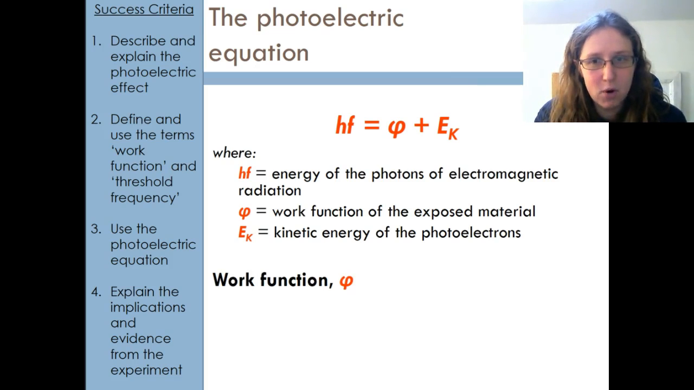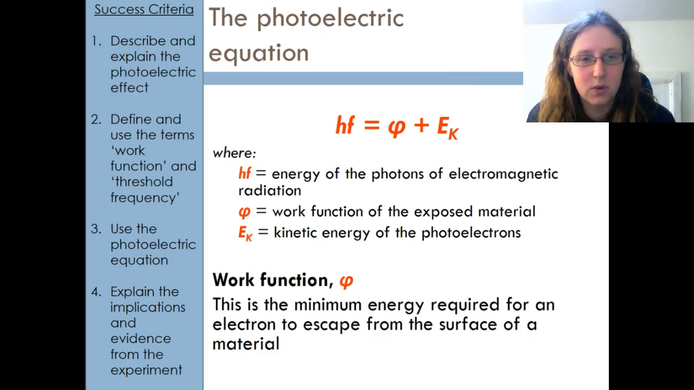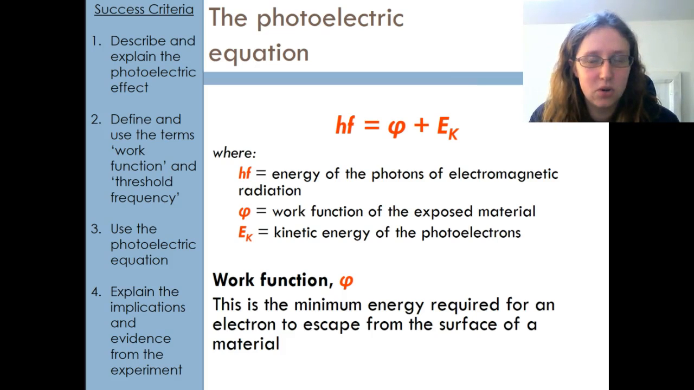So just to say a little bit more about the work function, this is one of those ones you need to get a definition for. The work function is the minimum energy required for an electron to escape from the surface of a metal. So if I gave an electron exactly the work function of energy, it could escape. So it's the minimum energy needed. But I could give it more and it could still escape. So that's why you have to make sure you have the word minimum in there.